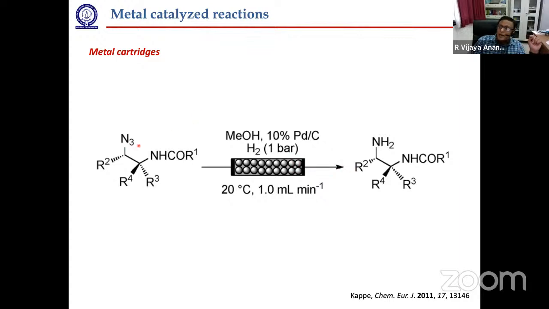This reaction is simply the reduction of azides into amines. That can be done by using hydrogen and palladium carbon. And this is an example of the use of metal cartridges in reduction reactions.